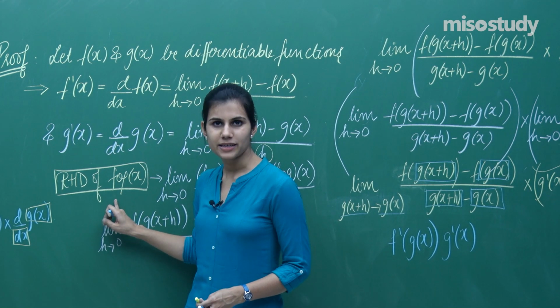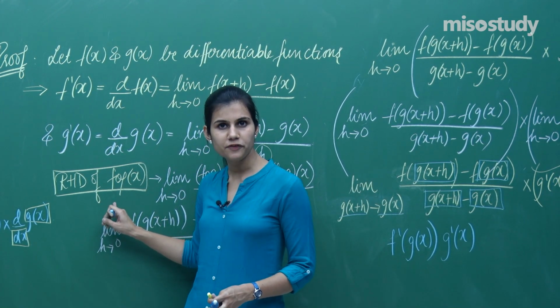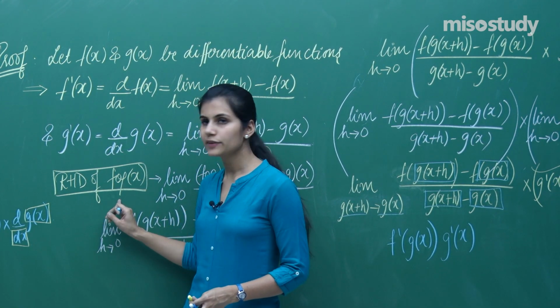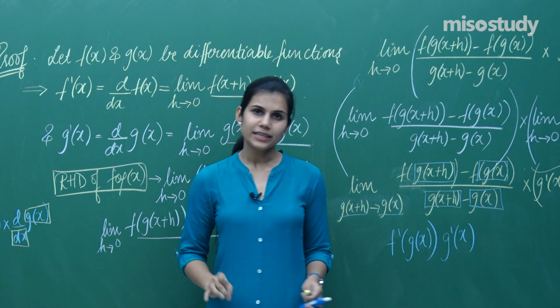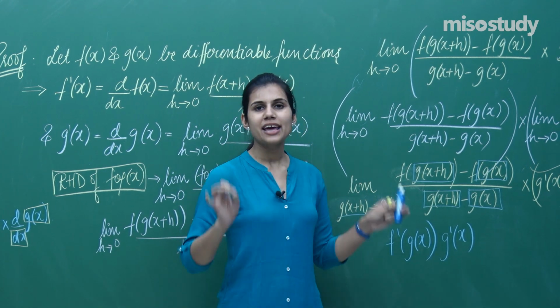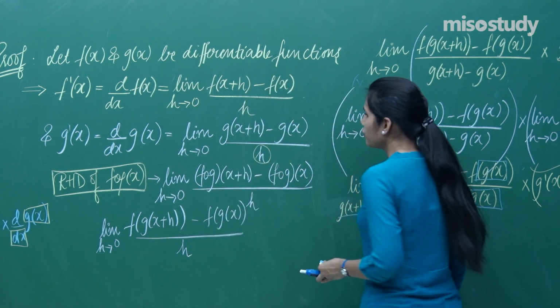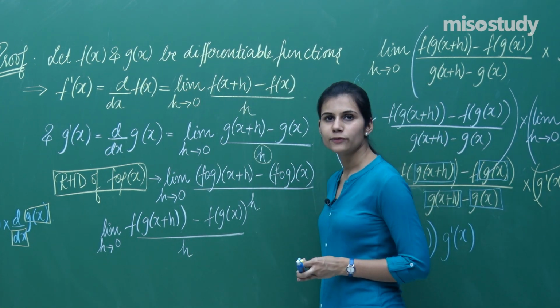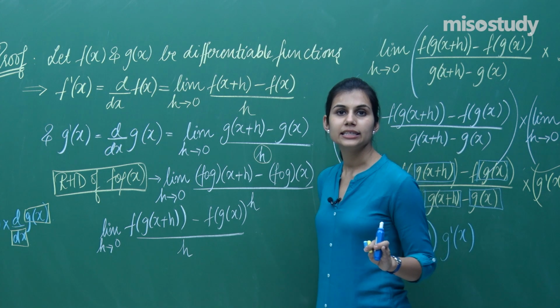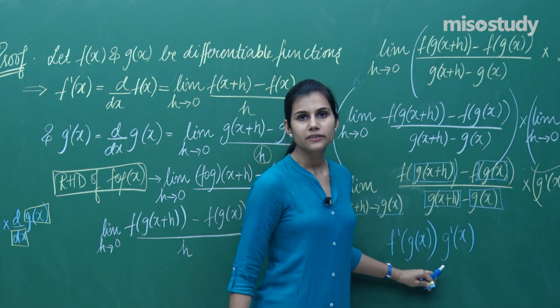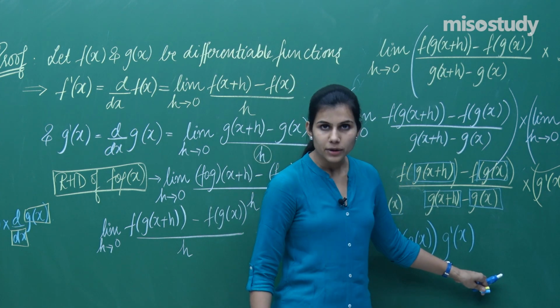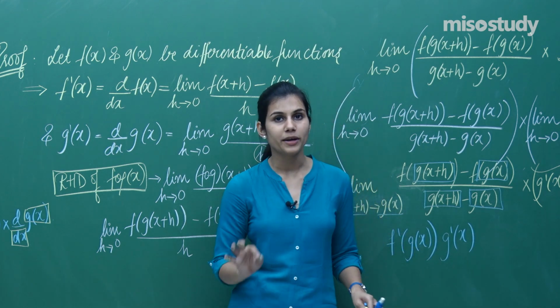Because there is nothing specific about the x which we chose specifically to calculate the right hand derivative of FOG at that x, that is why this result is true for every x in the domain of FOG. Understood? Similarly, if you are going to calculate the left hand derivative also, it is going to come out to be exactly the same, and this is a constant value. It is a finite real number which is coming for every x in the domain of FOG.